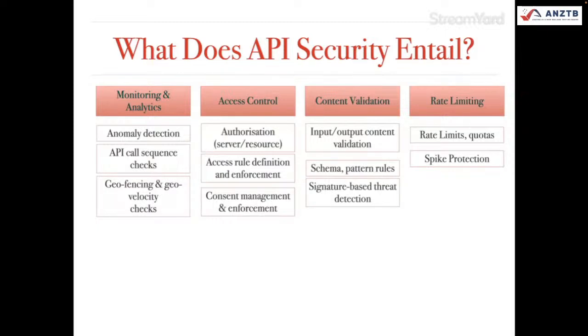So at a high level, in this slide we have discussed the critical parts of security. What does API security entail, what does it contain? Monitoring and analytics, access control, the content, and the rate limit.